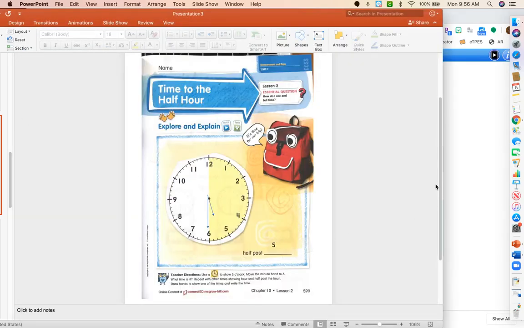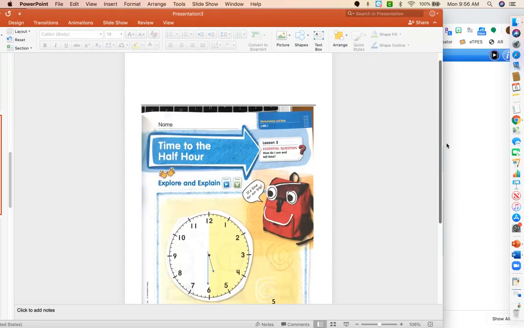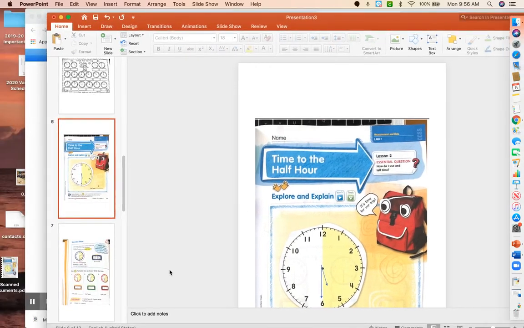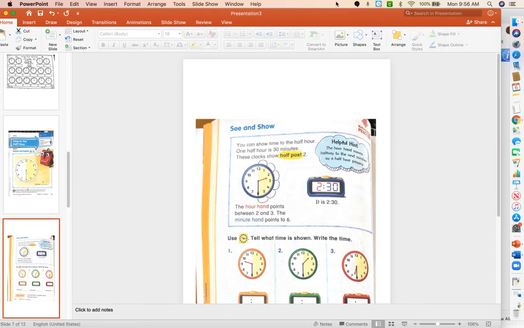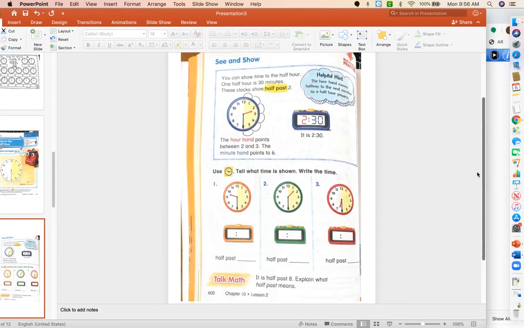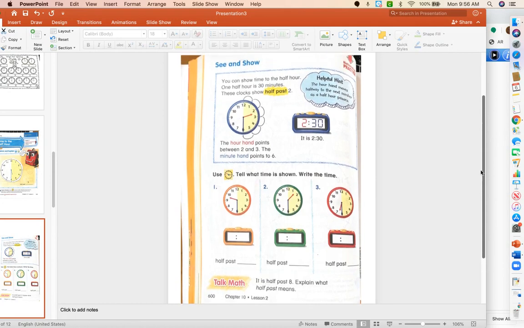All right, let's turn our page. There we go. All right. Here we are on page 600. You should be there with me as well. You can show time to the half hour. 1 half hour is 30 minutes. These clocks show half past 2. So let's take a look at that helpful hint over here.